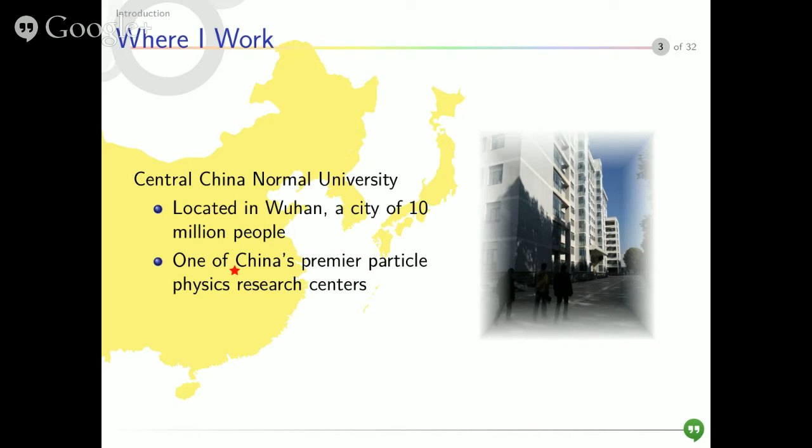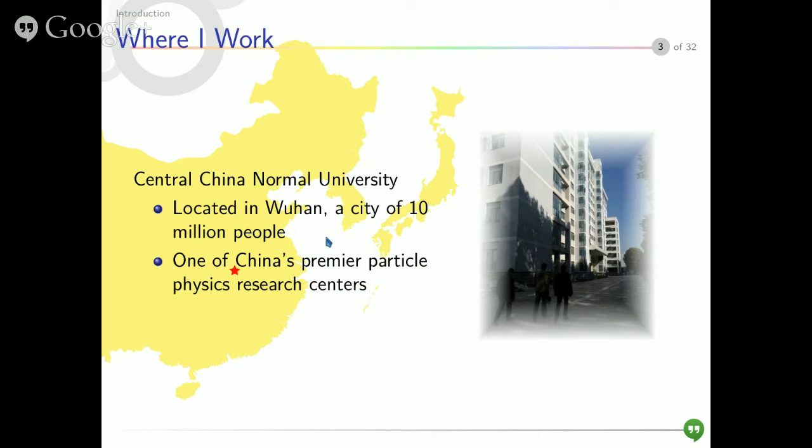And the university that I work at, CCNU, is one of the top universities for particle physics in China, for this particular kind of particle physics. Now, China is still kind of a developing nation, but they are building up their economy and their science research very quickly, and they have a lot of money to throw at this problem. So that's one of the perks of living over there: low cost of living, and you get easy funding.